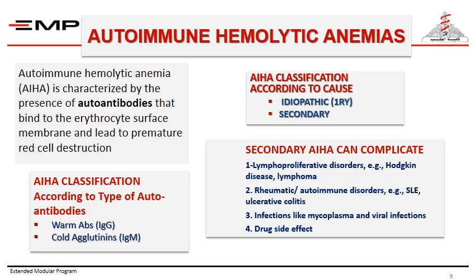They can be classified as either warm antibodies, which are mainly of the IgG subclass, or cold antibodies, what we call cold agglutinins, which are of the IgM subclass, and cold agglutinin disease is more common in older age groups. Autoimmune hemolytic anemia can also be classified according to the cause into primary idiopathic or secondary, and the secondary can complicate malignancies, can complicate autoimmune disorders, can complicate infections like mycoplasma and viral infections, and can occur as a drug side effect.